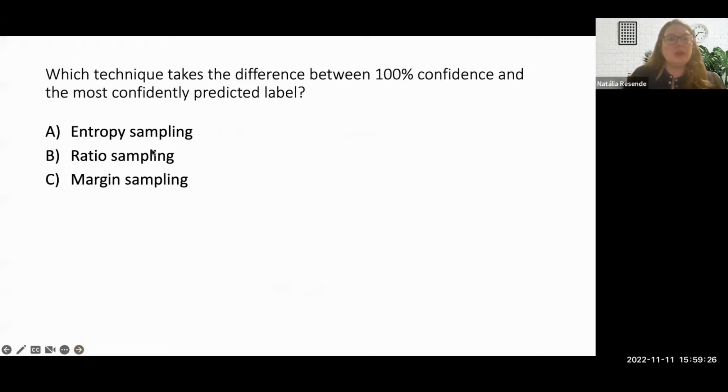Which technique takes the difference between 100% confidence and the most confidently predicted label? Entropy sampling, ratio sampling, or margin confidence? What do you think? The difference. So the answer is margin confidence. Yes, that's correct.